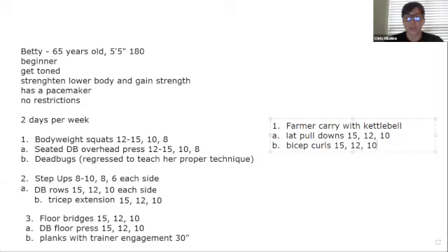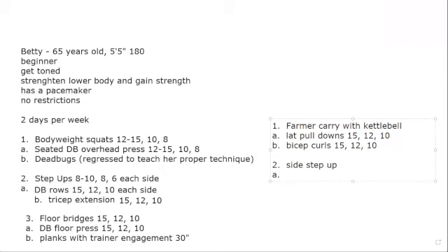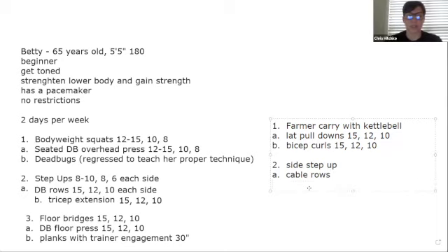pretty much do is take the unilateral and put that here. So we're going to do maybe a side step up on this day. All right. And then we're just going to take this side, the dumbbell rows, and someone give me a different horizontal pull that we're going to put in there. So we're still going to do the horizontal pull. We're just going to change it up a little bit. Cable rows. There you go.